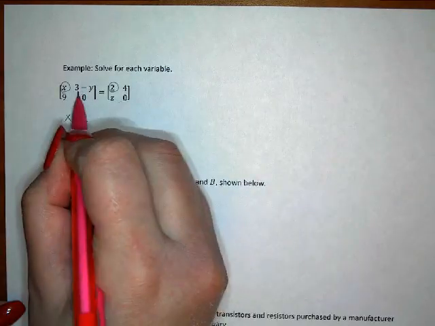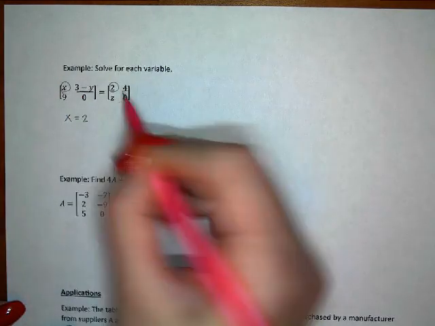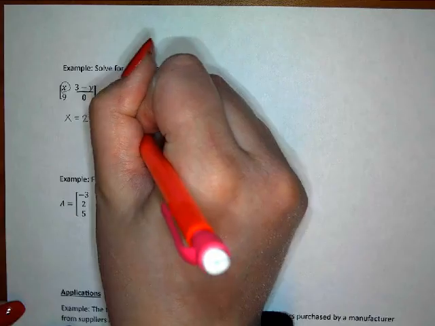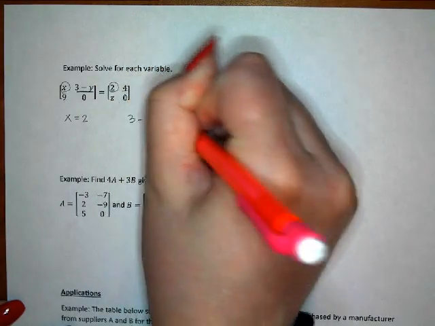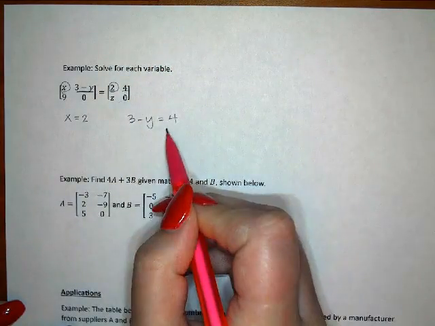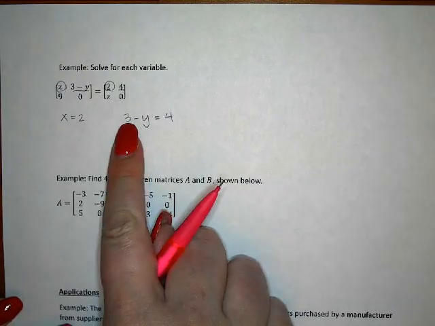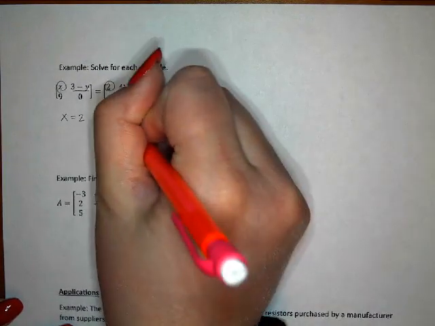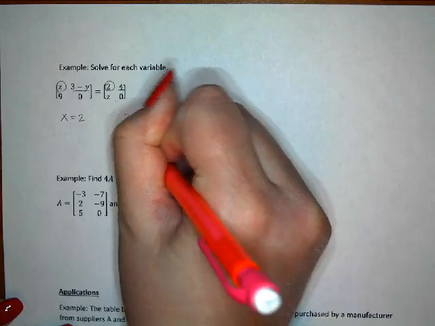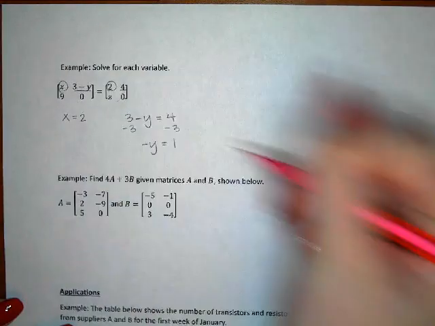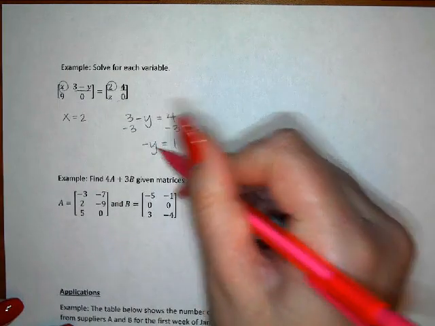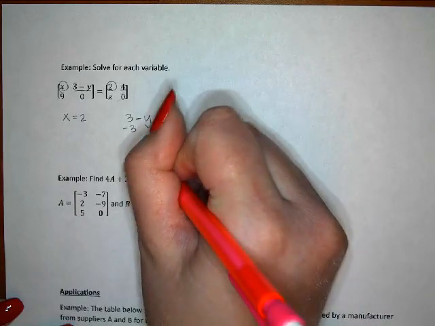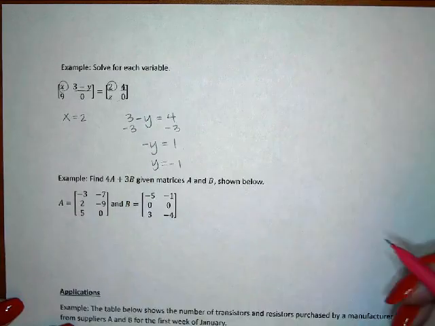Over here, we know that 3 minus y is going to equal 4. And so that gives us an equation we actually have to solve here. So I'll go ahead and subtract the 3 over to the right side. So negative y equals positive 1. And then I can divide by a negative on both sides, and I get y equals negative 1.